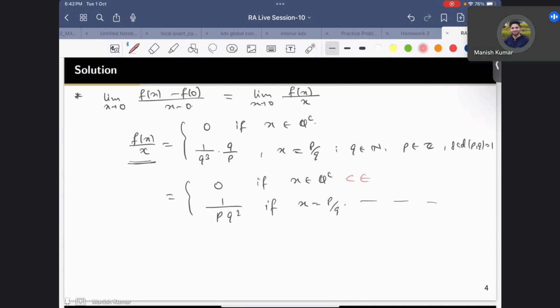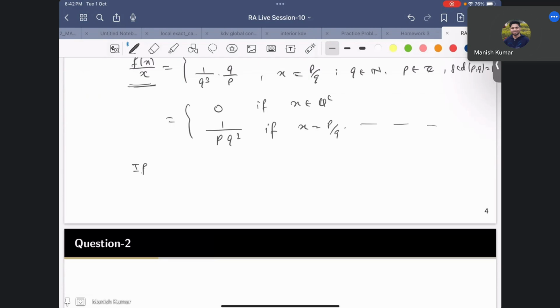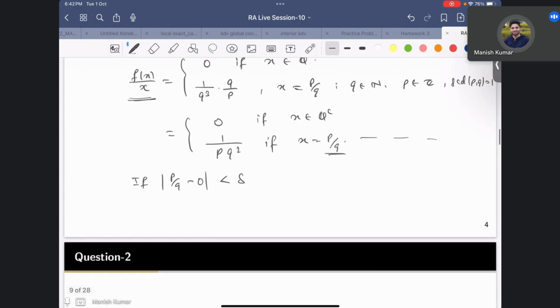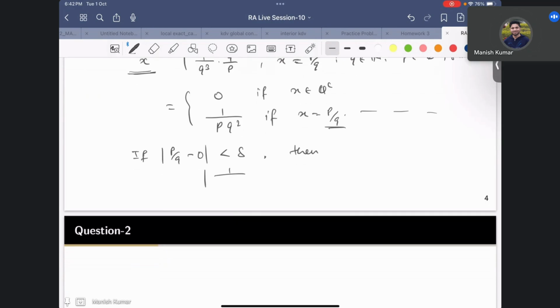Okay, so this is always going to be less than epsilon, that is for sure. Now to make sure that this is less than epsilon, we have to choose this x in a close neighborhood of 0, and this is what we want, because we are looking at the limit. So maybe I can write it in this fashion: if |p by q minus 0| is less than delta, okay, depending on epsilon we have to choose delta. So suppose I assume that this is less than delta, then this 1 by p times q square.